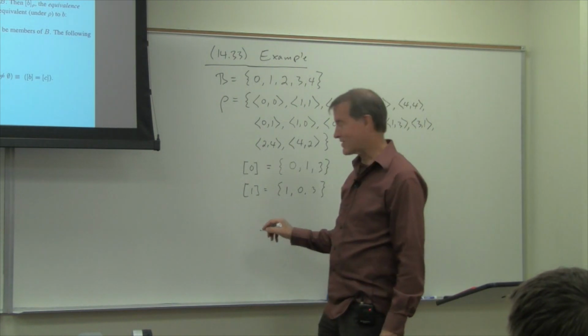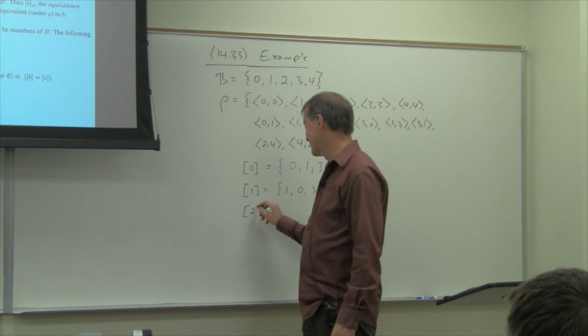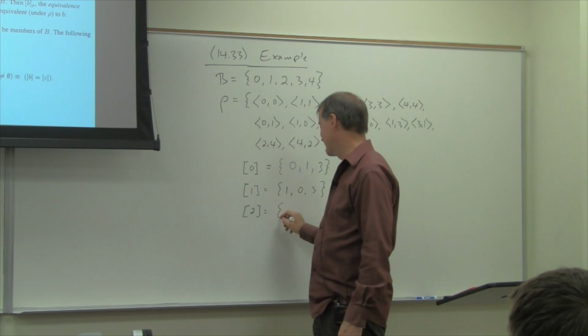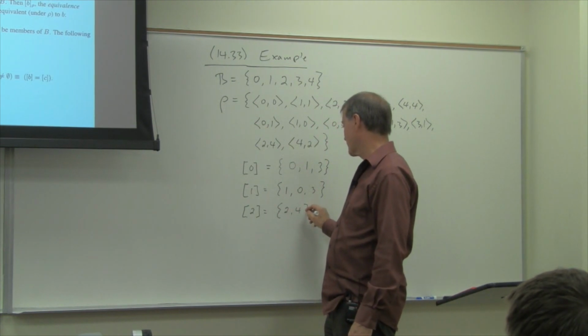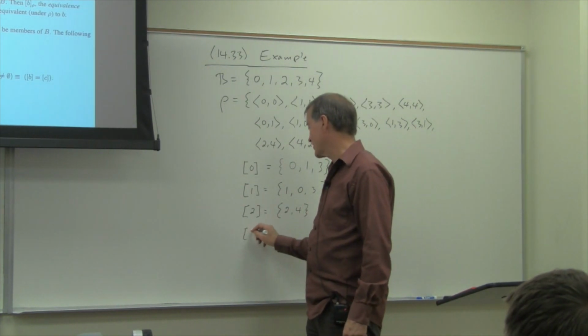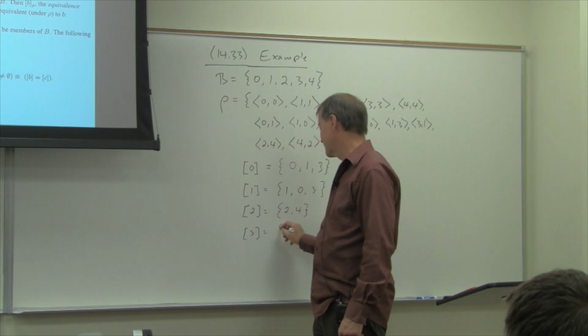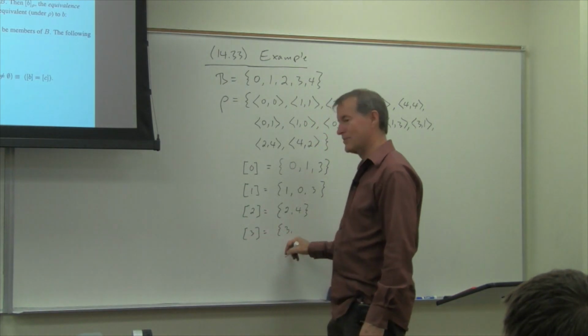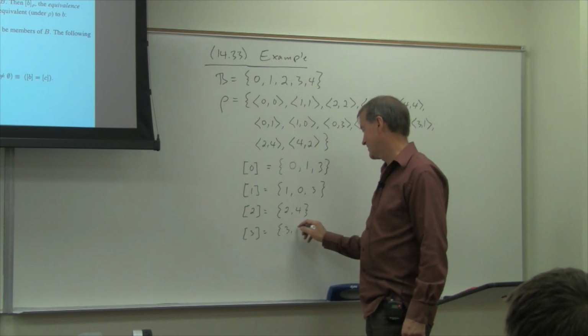What about equivalence class 2? 2, 4. What about equivalence class 3? It's going to look a lot like equivalence class 4. 3 is related to itself. 0, 3, 3, 3. 0, 1. 1, 3.